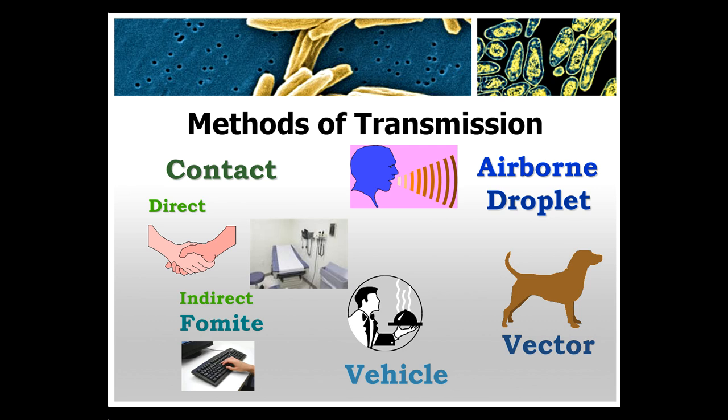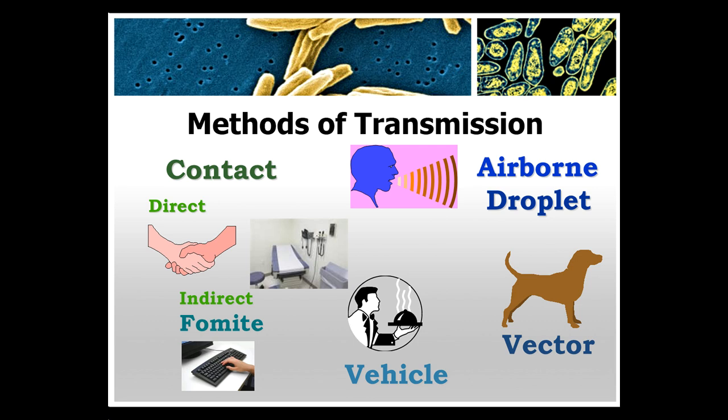The word vehicle denotes transport of some kind. Here you see pictured someone transporting food. We know that food can be a transmission vehicle for infection transmission. However, in a healthcare setting, vehicle transmission could be maybe medications. If they're not handled aseptically, that could be a method for transmission.